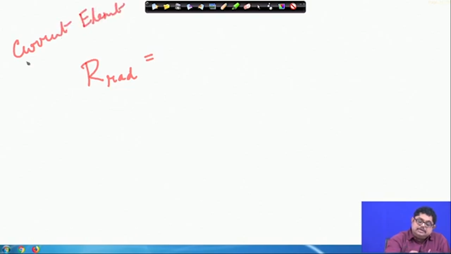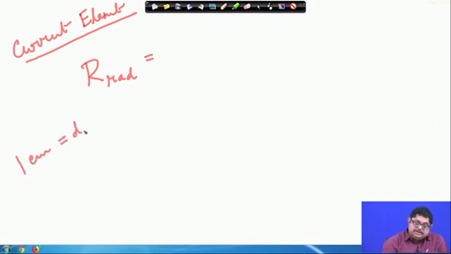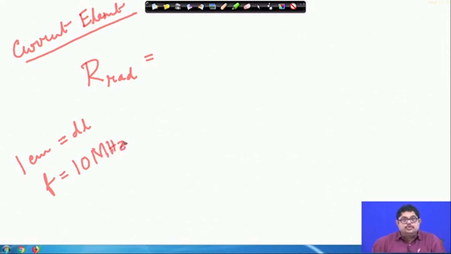let us calculate. Suppose I have a 1 centimeter Hertzian dipole, that means my dl is 1 centimeter, and I want to radiate, let us say, 1 watt of power. At which frequency, that is important. Let us say f is 10 megahertz. So, I want to transmit 1 watt. 1 watt of power is sizable RF power.